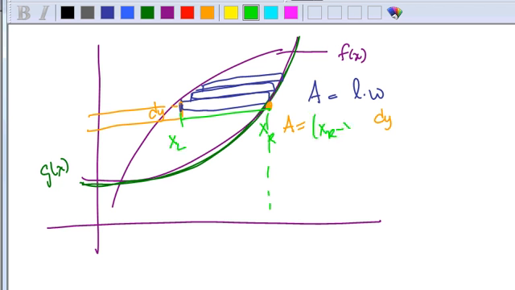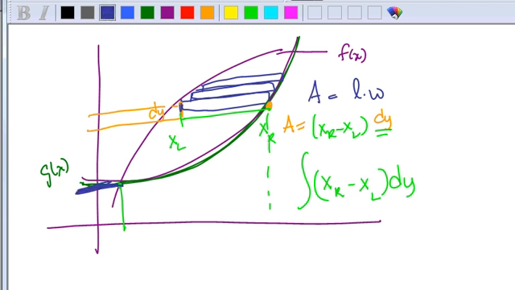So xr minus xl. And I'm going to add them all up and make this really small, and that means I'm going to integrate. So it's xr minus xl dy, but instead of going from here to here, we've got to think of it in y terms. So we're going to go from this point to this point, because we're integrating over the y-axis. So from c to d.